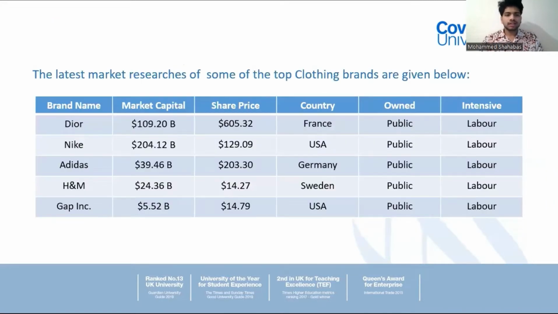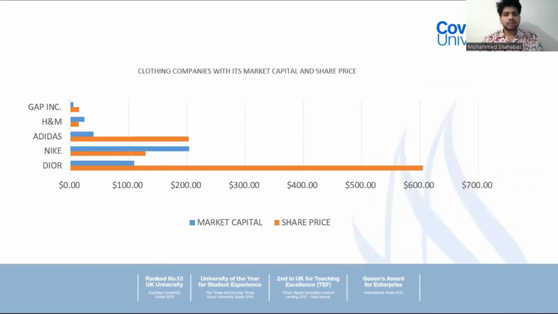So these are some of the market researches of the clothing brands. These are the main brands in the world. We can see some of the brands, and mostly they are publicly owned, and all of them are labor intensive. These are the clothing companies with their market capital and share price. Here we can see most of the market capital is owned by Nike, and Dior has the highest share price. These are some main global clothing brands and their market capital and share price.